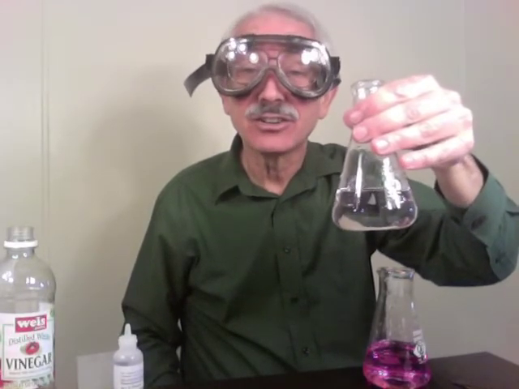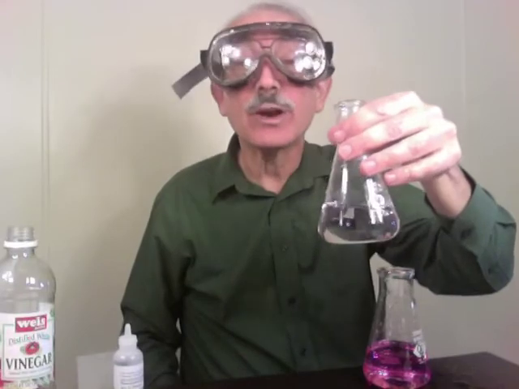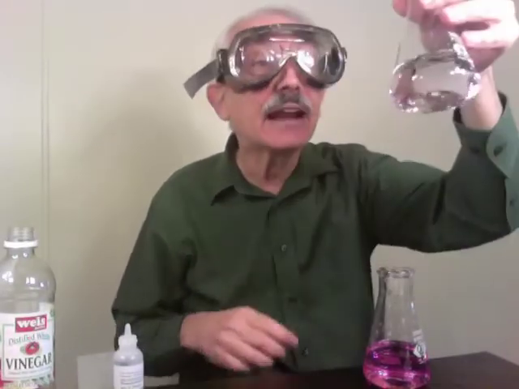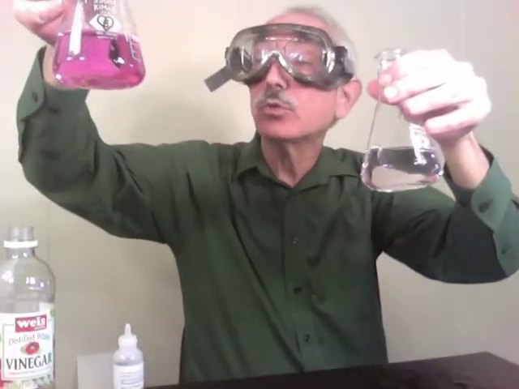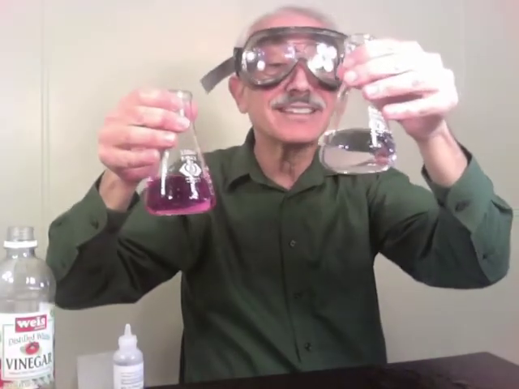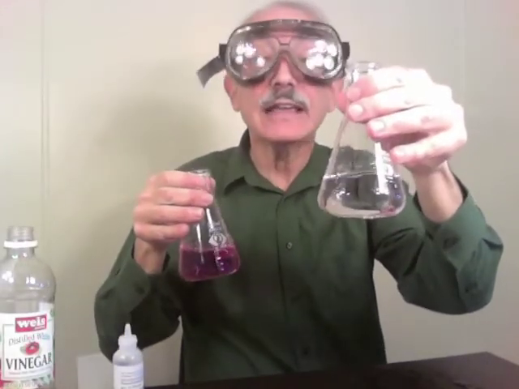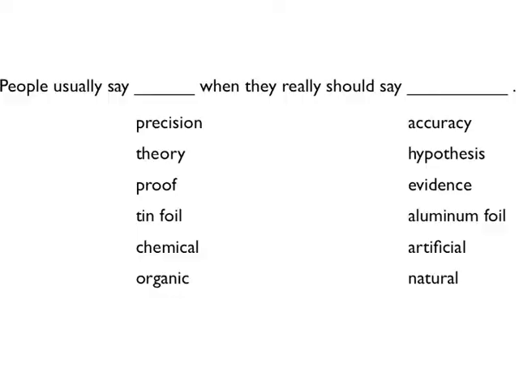It's not clear. Well, the solution is clear, but the right word to use isn't clear. Clear means transparent, means you can see through it. And I can see through this one, but I can see through this one too. Clear is not the word that distinguishes this solution from this one. This one is pink, this one has no color, it's colorless. People usually say clear when they really should say colorless. People think that the opposite of colored is clear, but it's not. The opposite of colored is colorless. The opposite of clear would be something that you can't see through. That word would be opaque.